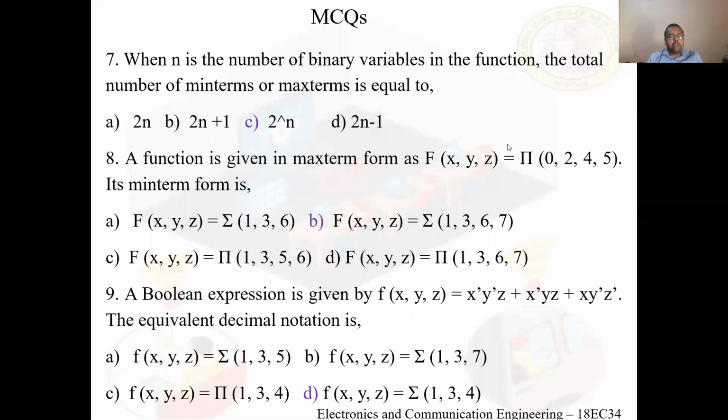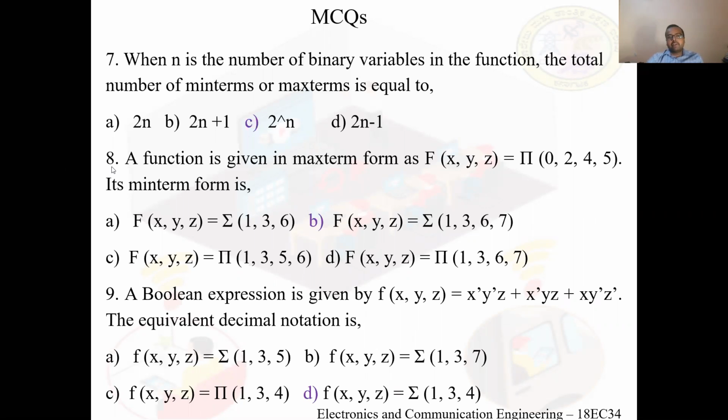We'll go to the 7th one. When n is the number of binary variables in the function, the total number of min terms or max terms is equal to 2 raised to n. If it is 2 raised to 2, you get 4 max terms or 4 min terms. So which is the right option for this one? The option C.